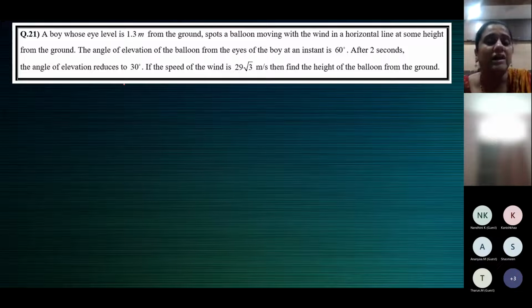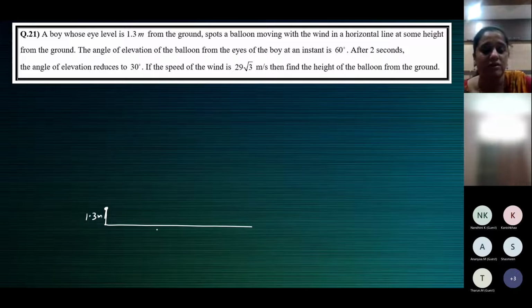A boy whose eye level is 1.3 meters from the ground. So this is the ground level, and the boy is 1.3 meters tall. This is the horizontal drawn through the eye of the observer. The height of the observer is 1.3 meters.